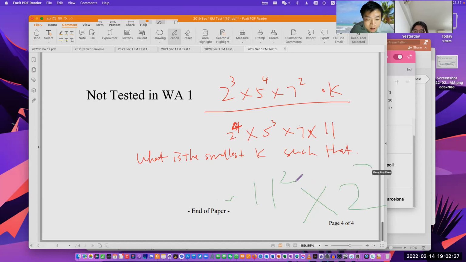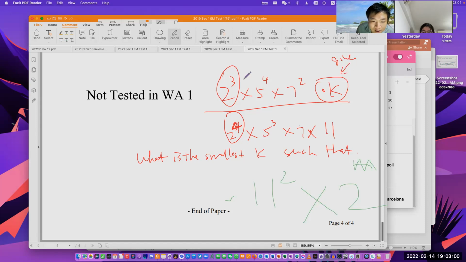So I think the question, what you need to do is you just need to compare this one and this one. So I think you can see that 2 to the power of 3 divided by 2 to the power of 4, you end up with a fraction, not a whole number. So times means give. So you need to give what? Ask yourself, do you need to give a 2? I think so. Give it a 2. Because only when you give it a 2, 2 to the power of 4 divided by 2 to the power of 4, you get 1.